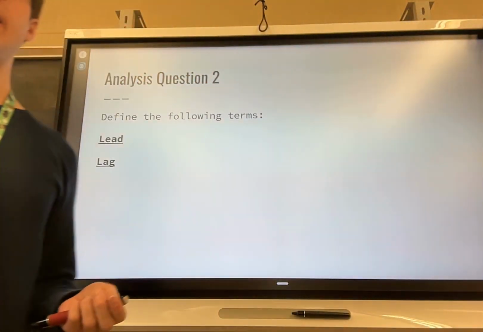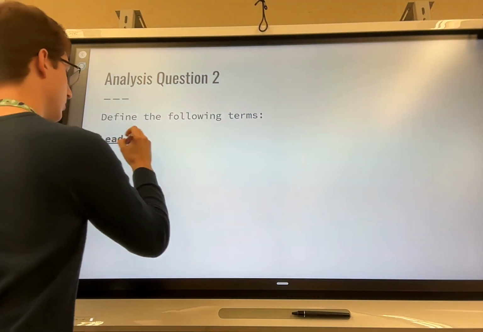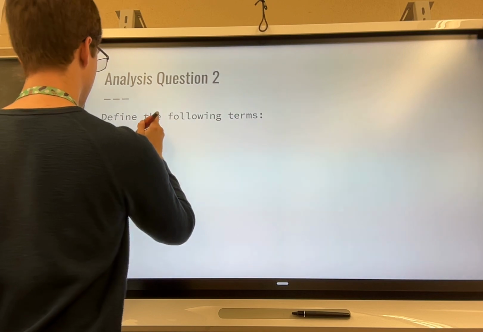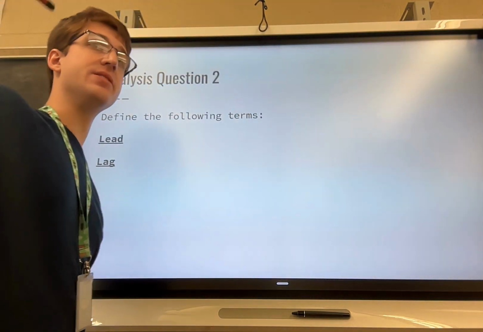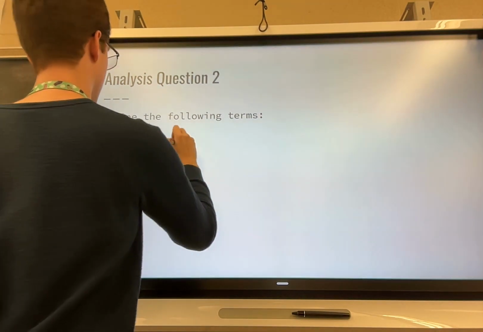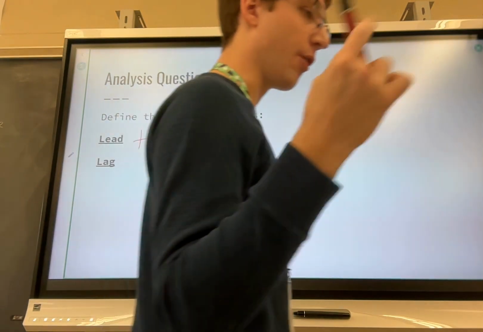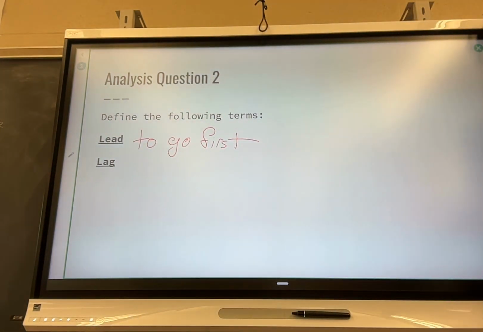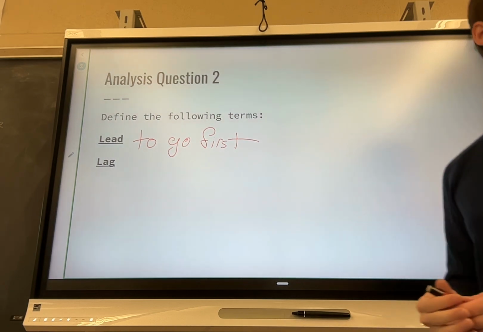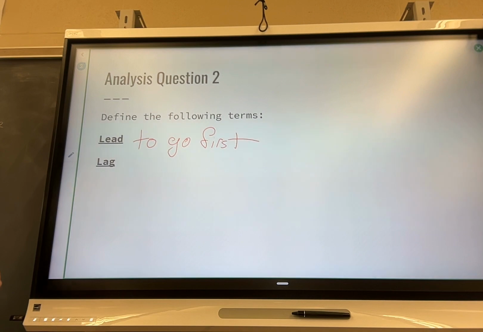Brayden, what does it mean to lead? I said that's like the first strand to separate from it. Okay, so just generally, what does it mean to lead? To go first. To be in first place. To be better than everybody else. Okay, to go first. To lead, usually you're the first person in line, you're the first person that everyone else is following. Kyle, what does it mean to lag?